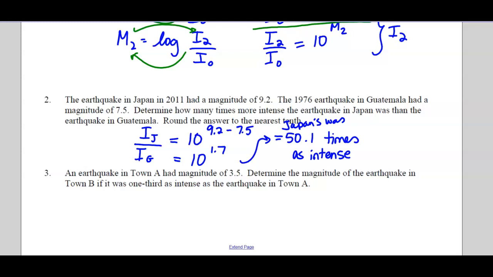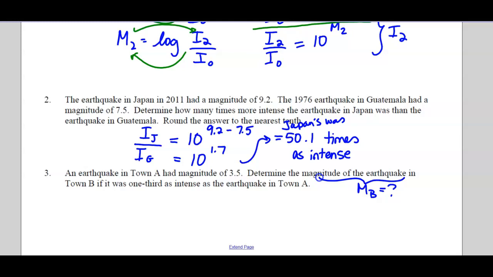About what kind of value should I end up getting. So an earthquake in town A had a magnitude of 3.5. Determine the magnitude of the earthquake in town B if it was 1/3 as intense. So is it going to be a smaller value for magnitude if it was 1/3 as intense? Yeah, it's not as intense, right? So it's going to be a smaller value. In any case, we're trying to find MB, okay?